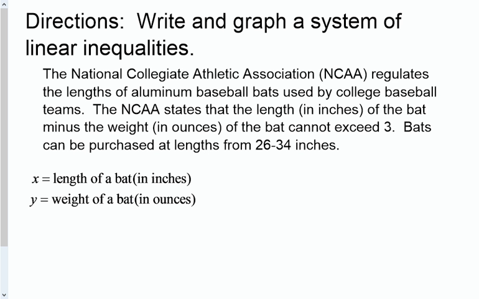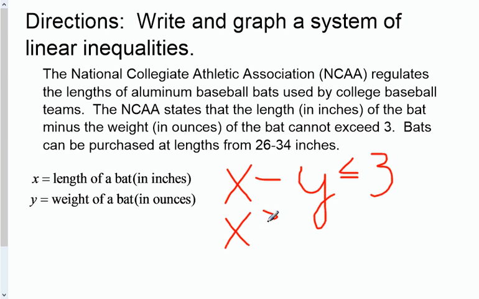Let's just figure out what they're going to be first. I'm going to use x for the length of my bat and y for the weight of my bat. So the very first thing it says is that the length of the bat, which is x, minus the weight of the bat, which is y, cannot exceed 3. So it needs to be less than or equal to 3. It can be 3, it just can't be more than 3. So there's our first one. Bats can be purchased at lengths from 26 to 34 inches, which means the length needs to be at least 26 inches. It can be 26, but it's got to be at least that. And it also needs to be less than or equal to 34 inches.